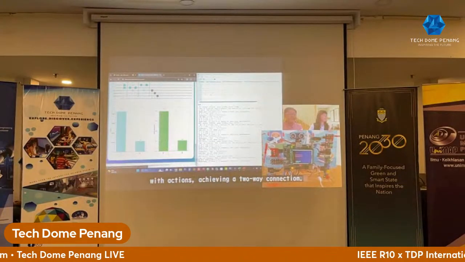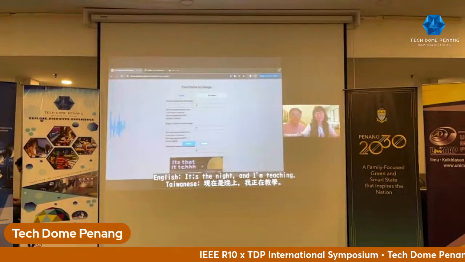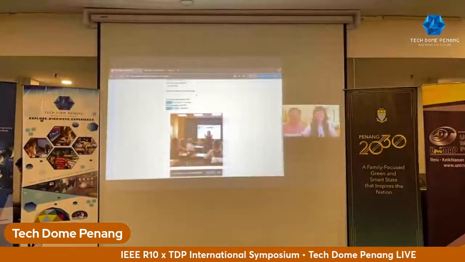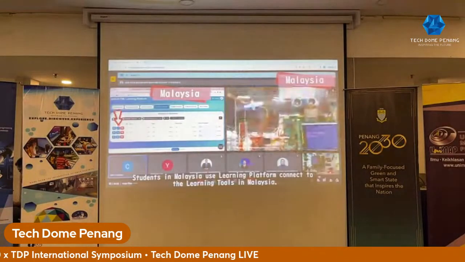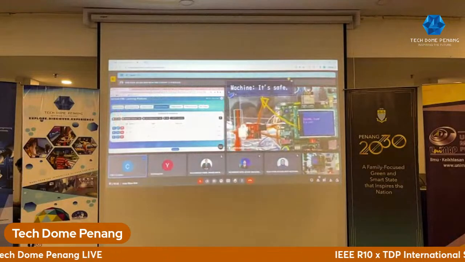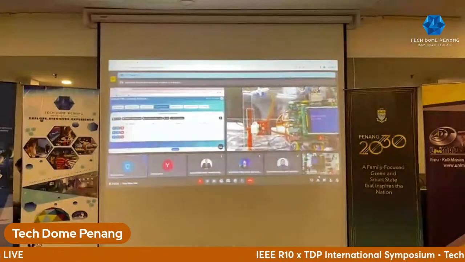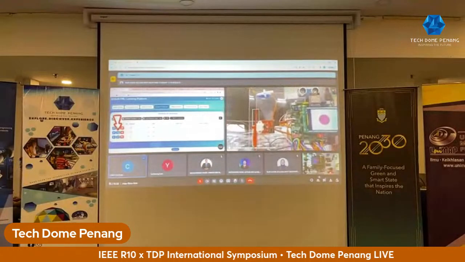Through one connection, speech in English or Taiwanese can generate images. Students in Malaysia use the learning platform connected to the learning tools in Malaysia. So we do the test between Taiwan and Malaysia. The student in Taiwan and the student in Malaysia.